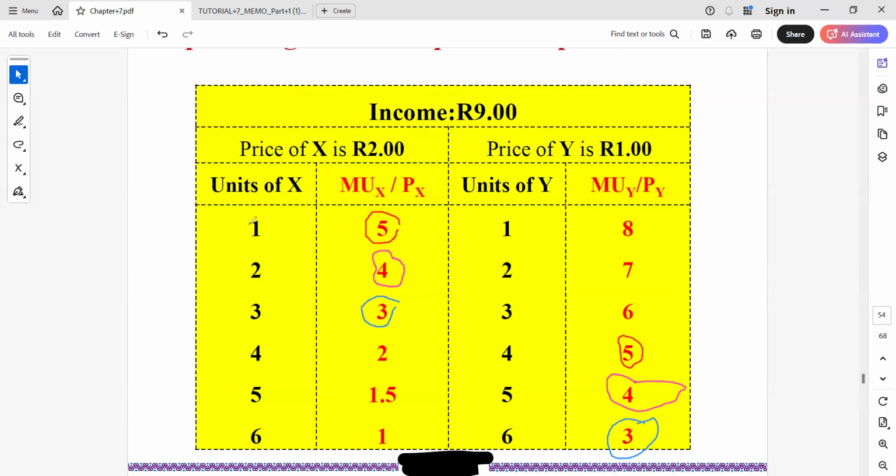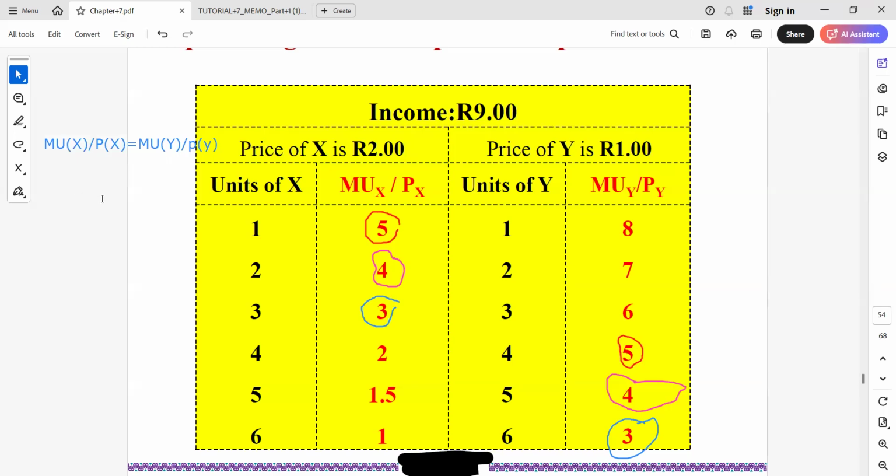So let's start with the first one, where your marginal utility per rand is 5 rand. Let me just write that formula first. Remember, guys, that formula said: marginal utility for good X divided by the price for good X must be equal to your marginal utility for good Y divided by the price for good Y.